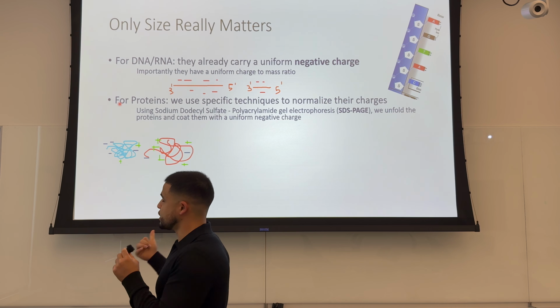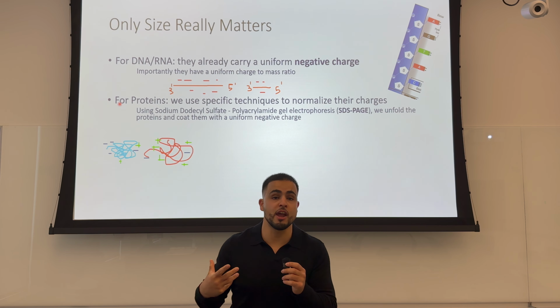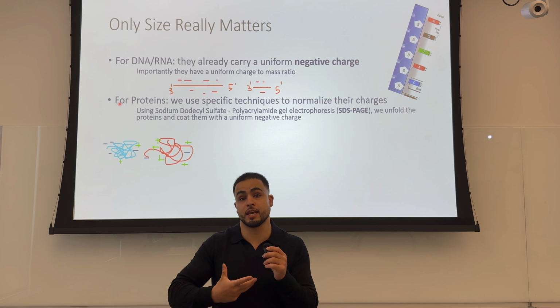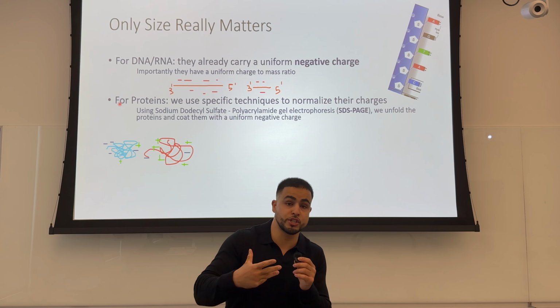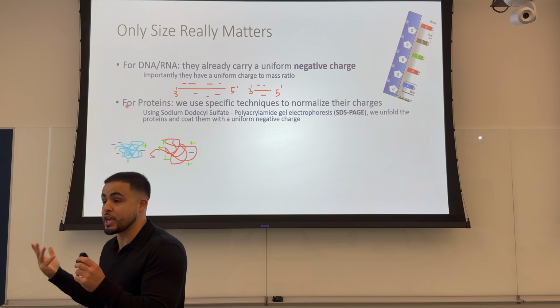But how about for proteins? We know that proteins come in all different shapes, right? And they can carry all different types of charges. Like they can have an abundance of amino acids that carry negative charges versus positive charges. They might have a mix of both. So why doesn't charge really matter or shape really matter?